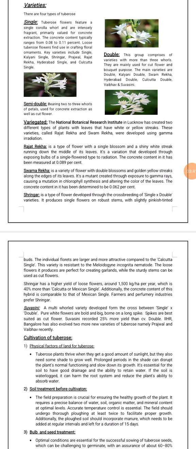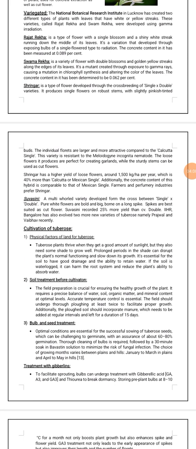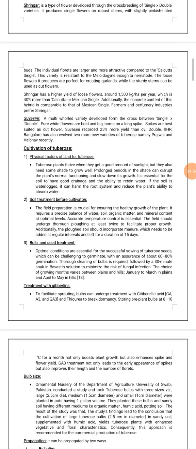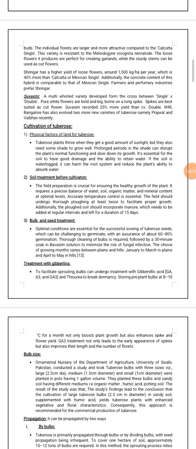Variegated: the National Botanical Research Institute in Lucknow created two types of plants with leaves that have white or yellow streaks. Its forms are the Rajat Rekha, which is a Hindi name, at 0.089%. And others are Swarna Rekha, Shringar, and Suvasini. These are also cultivated forms of the tuberose.